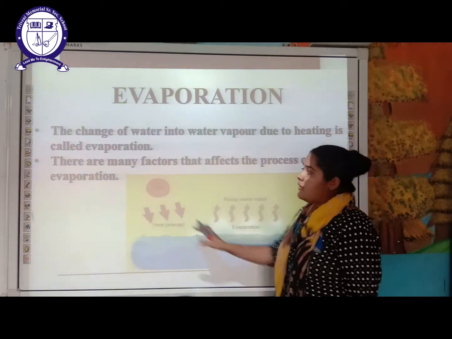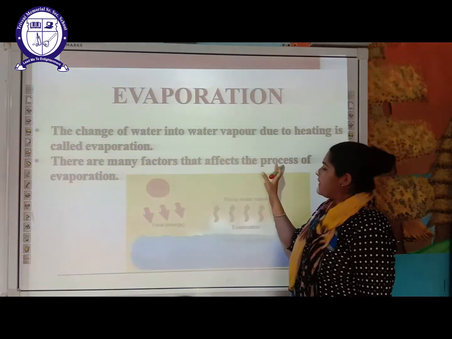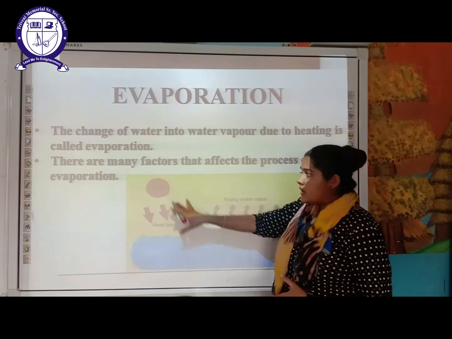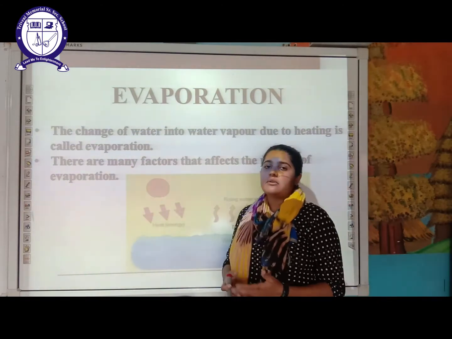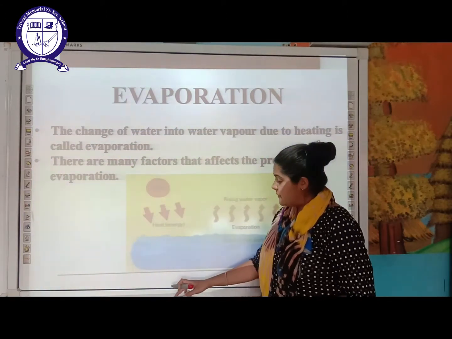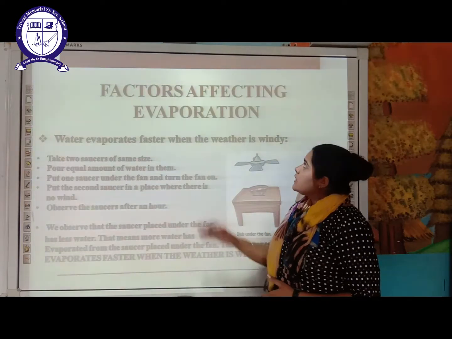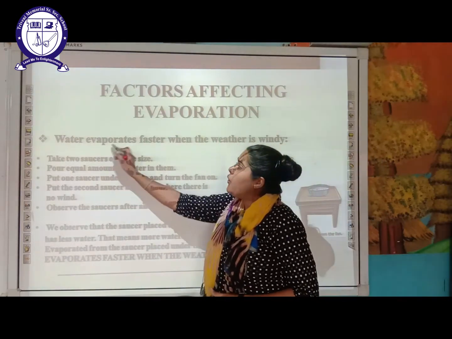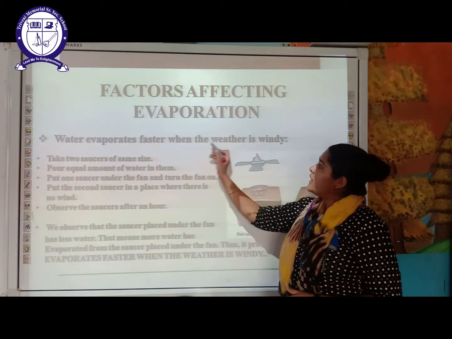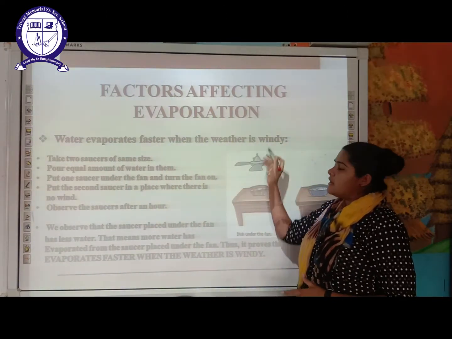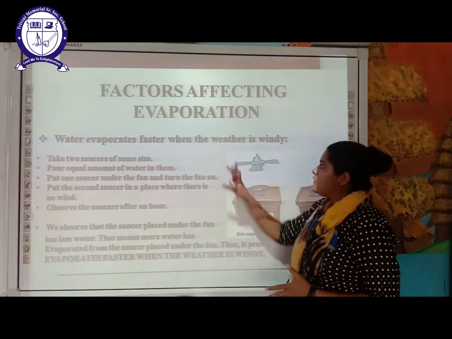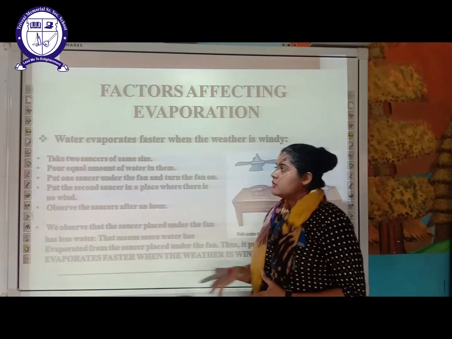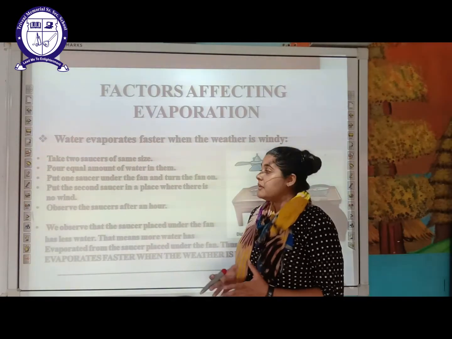Then there are various factors which affect the process of evaporation. There are various factors on which the rate of evaporation depends. We have to discuss them in detail one by one. The first factor is that water evaporates faster when the weather is windy. When there is a lot of air in the environment, the rate of evaporation is faster. For that we can perform a simple experiment.